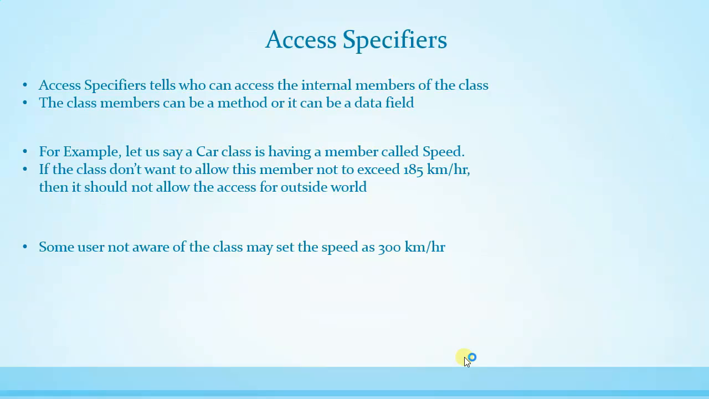Some user, in the sense a user outside of this class, can be the void main or a class from a different package. If they can access this member outside of the class, and they change it to 200 km per hour or 300 km per hour, the class may not be aware of it. So it doesn't have control over how the external world assigns a value to this speed member. This problem is because of giving direct access to the speed member.